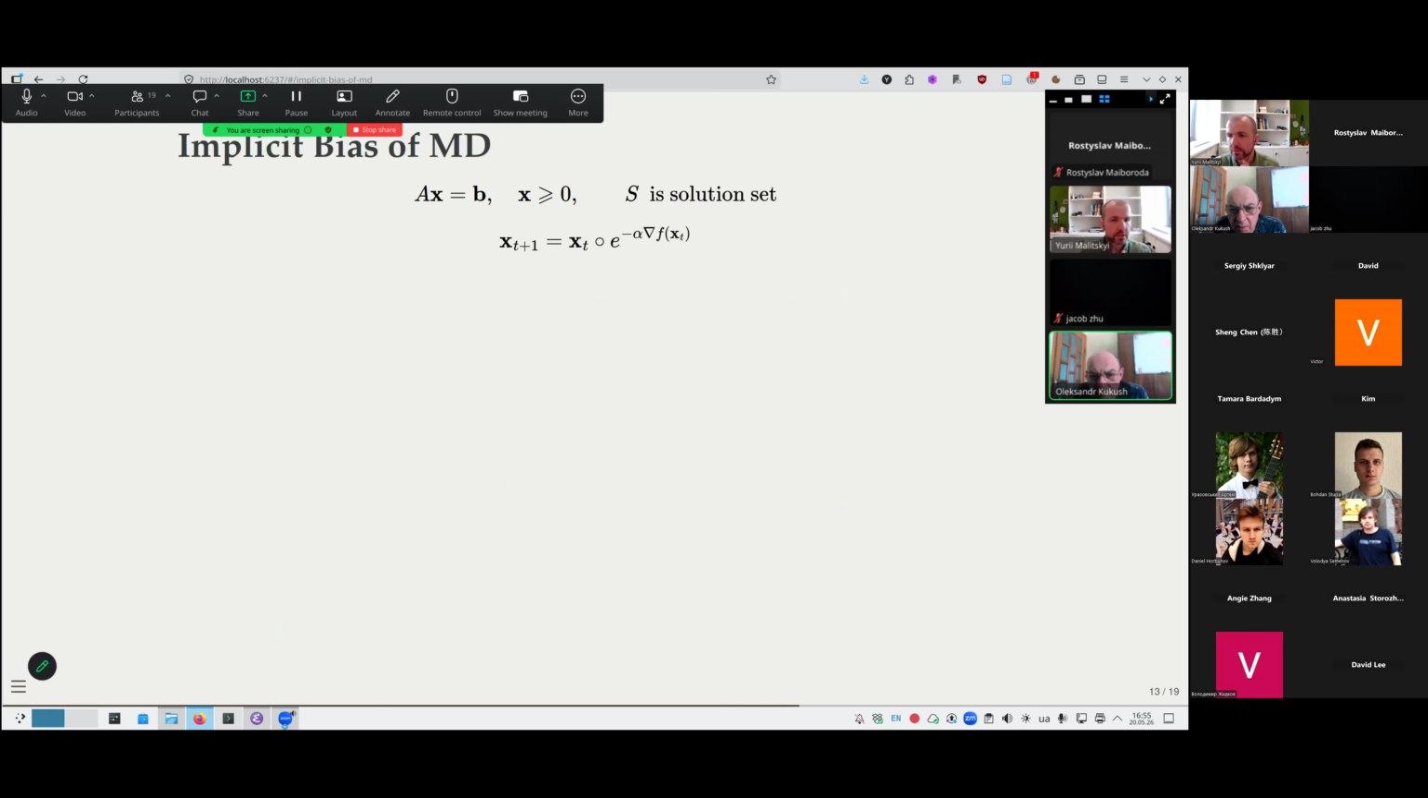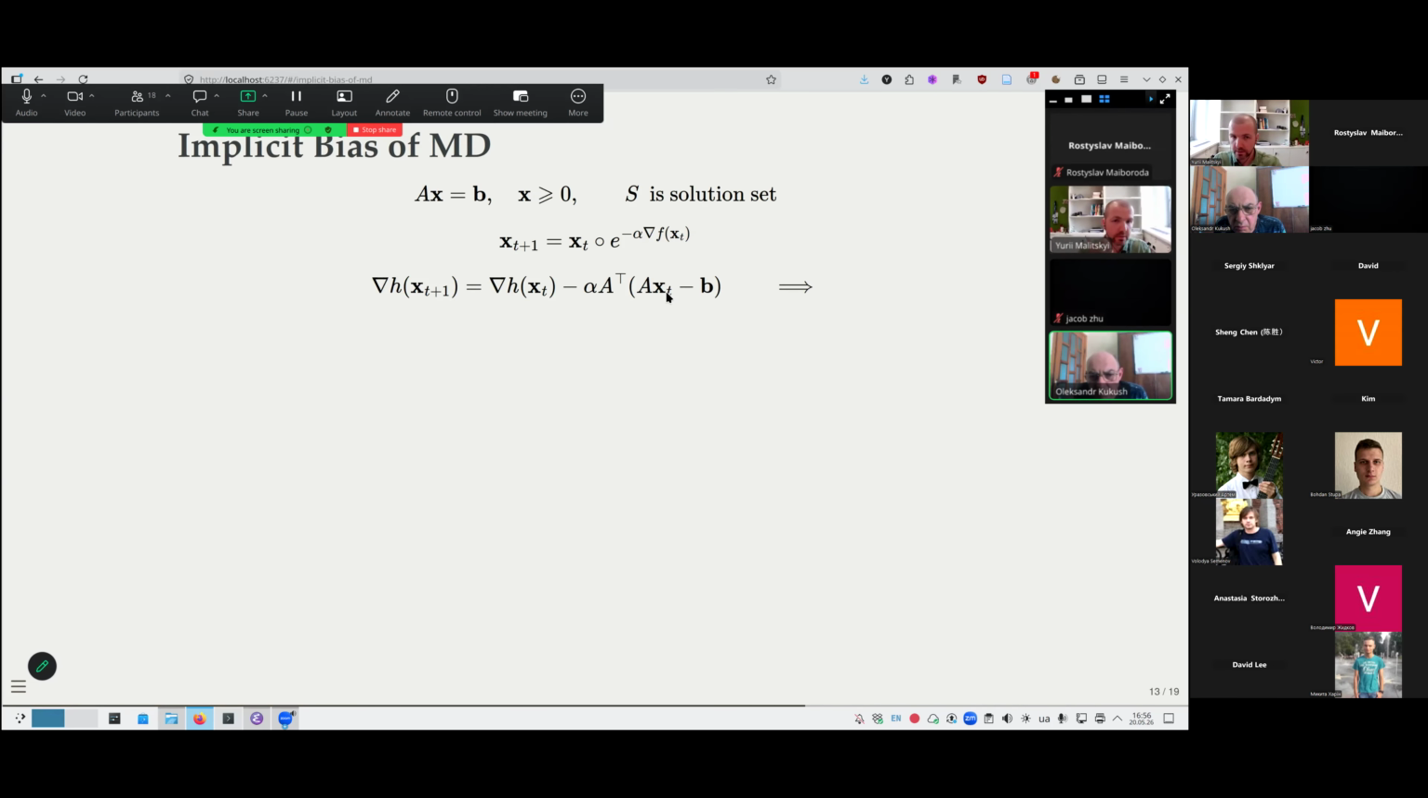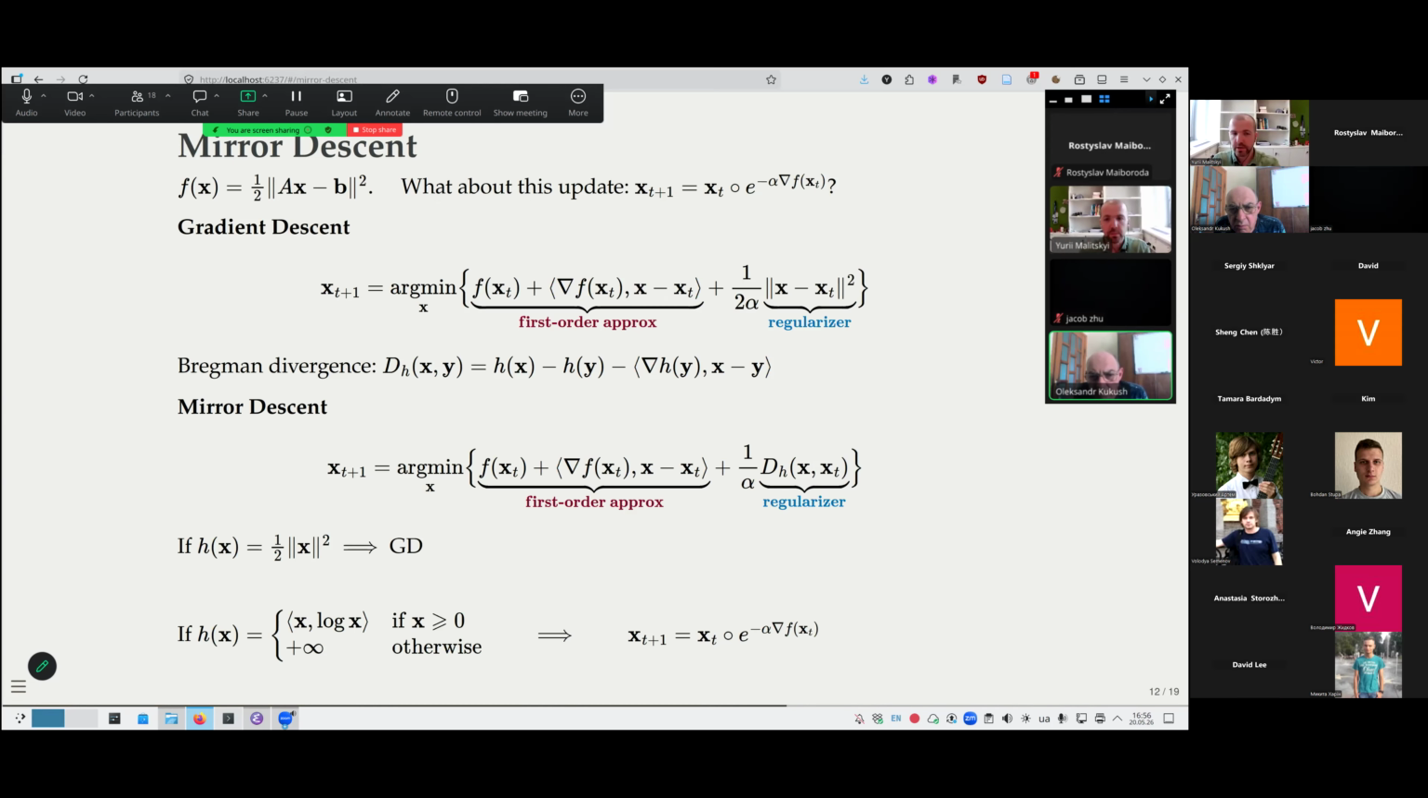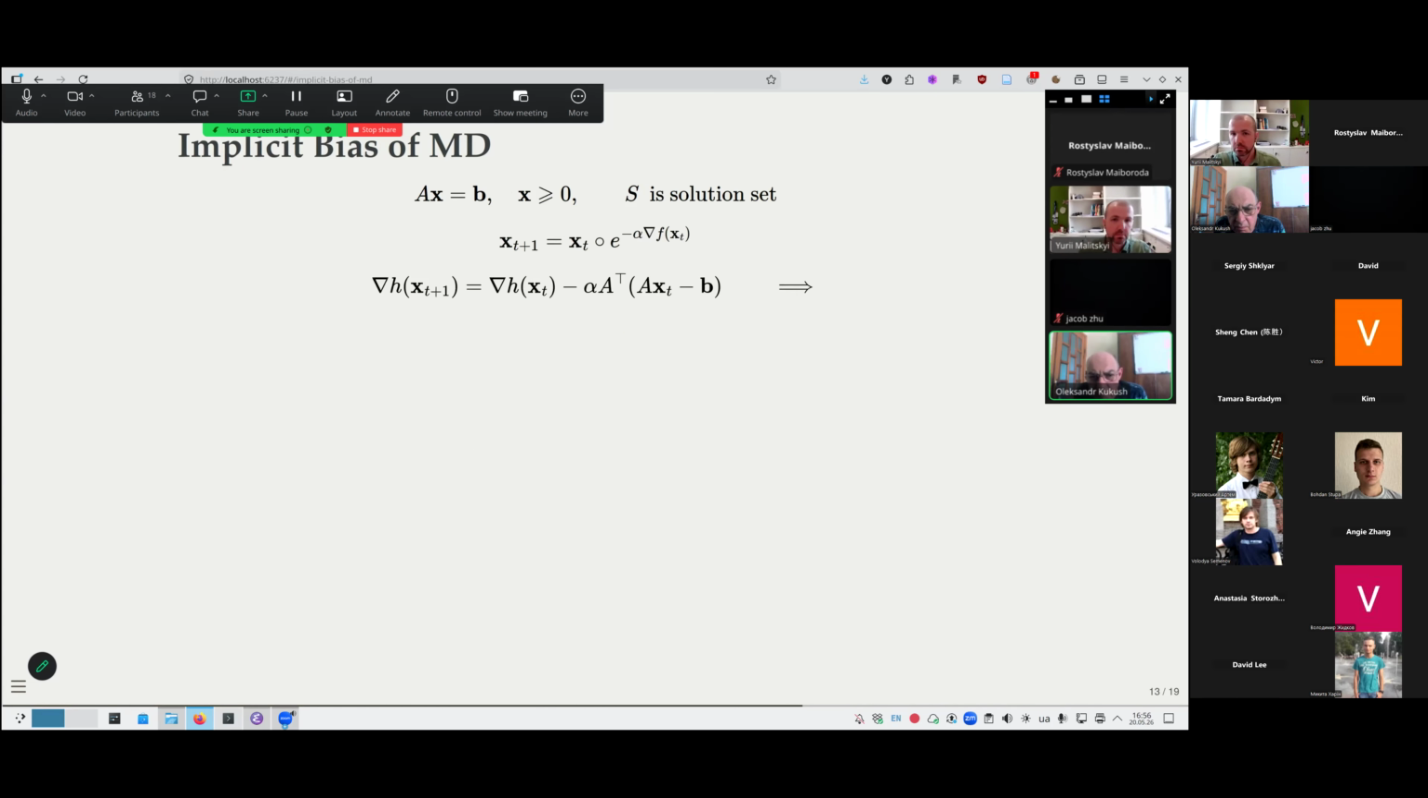So this is the algorithm. If we basically take the logarithm of this element-wise, we obtain this update. So I wrote it in the standard notation of mirror descent, but basically the gradient of h is the logarithm, because if you remember, h was x log x. So if you differentiate it, it will be log x plus a constant. So we basically take the logarithm from both sides and obtain this update.